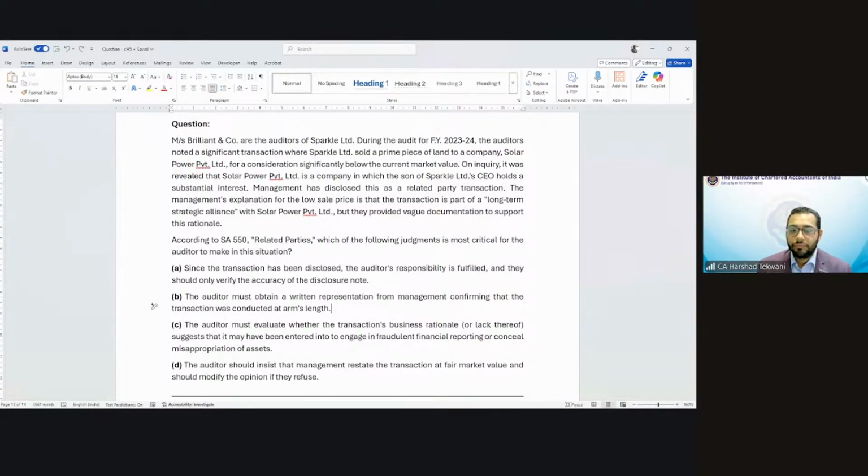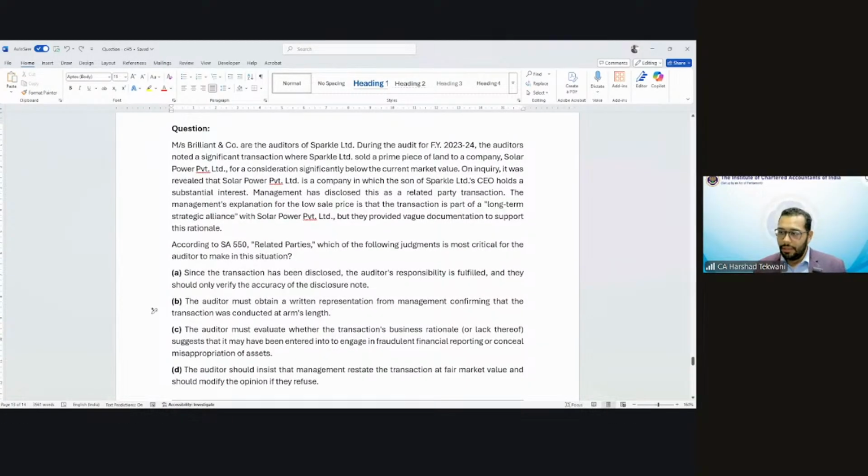Why C means in this case, the question is very clearly about the management explanation for the low sale price. The transaction is part of the arm's length price with Solar, but they provided vague documentation to support the rationalization because they are not ready to accept the mistake. That is the reason I am going with answer C. Okay. Anyone with a different explanation or some different option they want to choose? No? Okay. C again. Yes, very good, Sanjay.